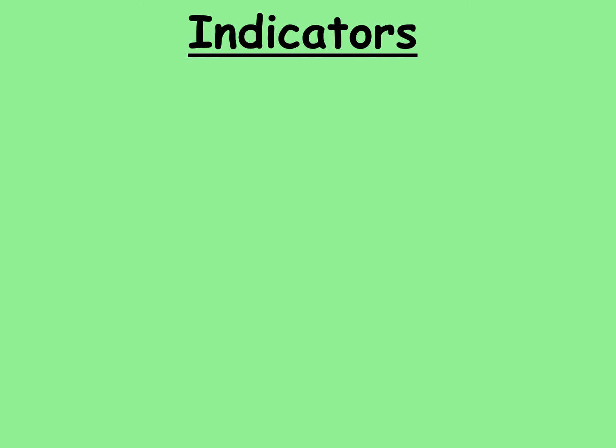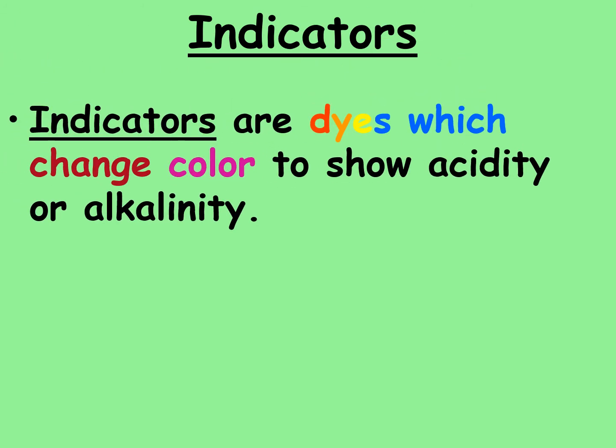And then we have indicator solutions. Indicators are dyes that change their color to show acidity or alkalinity. Remember, alkalinity is a base. It's how basic something is. And not basic by the new definition of "she's so basic." I mean basic as in it has a pH between 7.1 and 14 and it dissolves fats and oils.